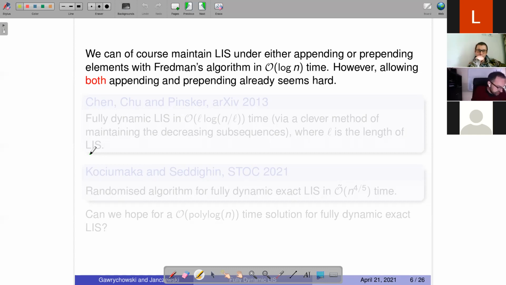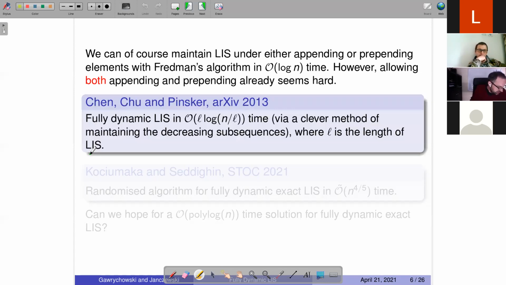So what's known for the more general updates? Well, there is this unpublished preprint on arXiv from 2013, so I guess it's not going to be published, by Chen, Chu, and Pinsker. And they show the following. If the length of the current longest increasing subsequence is L, they can insert or delete an element in time roughly L log(n/L). Okay, so if the current list is not too large, this is sublinear, but it could also be large, and then you don't get any improvement over recomputing from scratch.